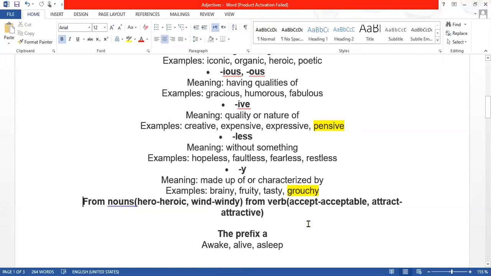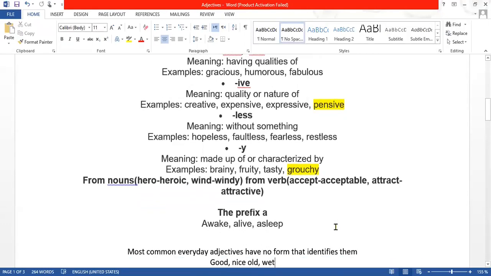Or accept is a verb, and acceptable is the adjective. Or attract is the verb, and attractive is the adjective. So see, when you have nouns and you know how to form words, different kinds of adjectives, it really enriches your vocabulary. For example, you learn a verb and you know how to add the suffix to make it an adjective. So it will help you in building your vocabulary.